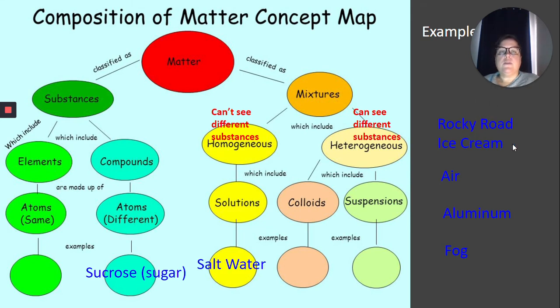All right, Rocky Road ice cream. So Rocky Road ice cream is that ice cream that has the nuts and the marshmallows and the chocolate swirl going through it. So it's a mixture because you have all these different substances combined, and it's heterogeneous because you can see each of those substances in the ice cream.